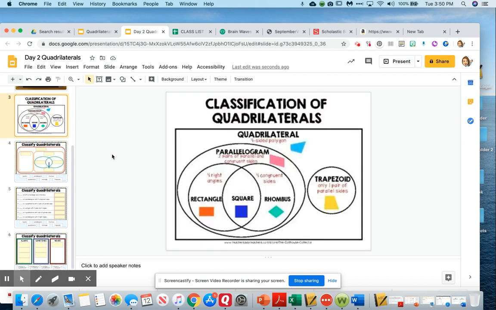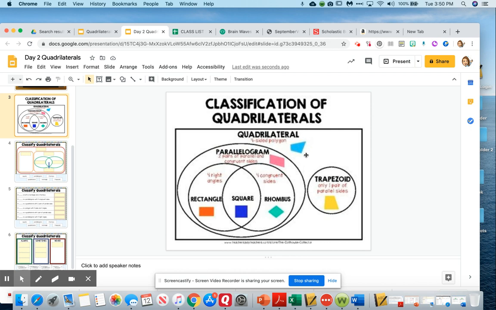Okay, welcome to day 2 of quadrilaterals. So first we're going to be looking at this classification of quadrilaterals chart. And I just want to show you again that remember, the definition of a quadrilateral is a four-sided polygon. Any shape that has four sides is a quadrilateral.